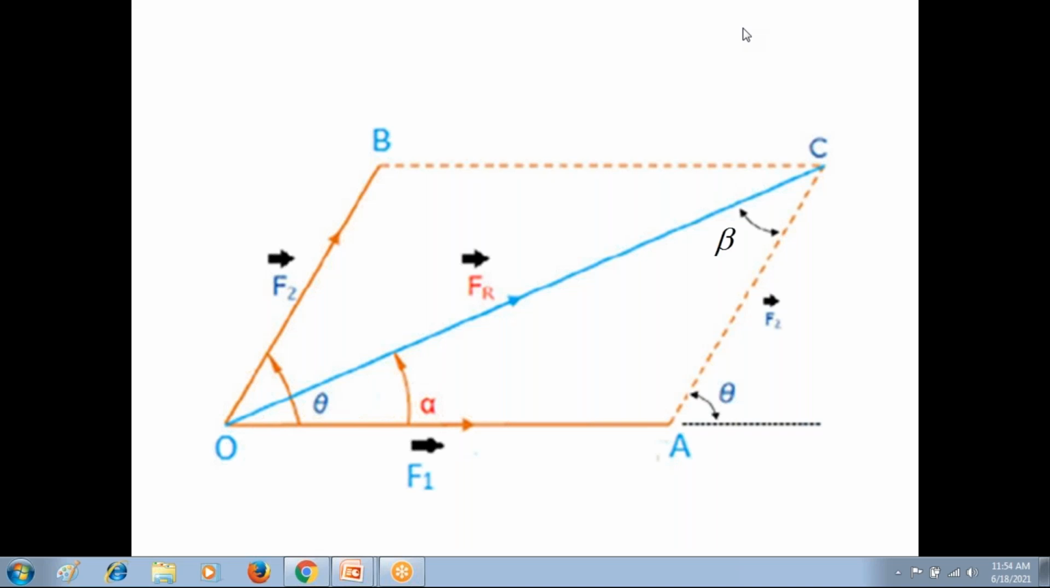Any doubts, students, in this parallelogram law of forces? No, sir. What about the remaining? 34 students are there in the class. Only Jaykumar gave the reply. No doubt, sir. Thank you, 107.